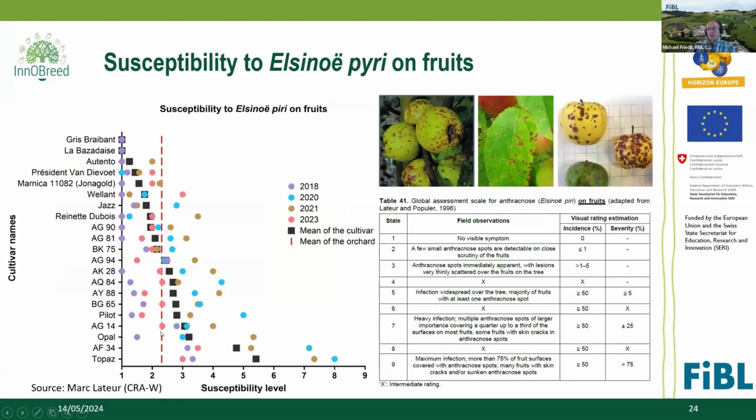Here on this slide, you can also see some data that I received from Mark Lutter, for example, for the susceptibility to Elsinoe piri. You can see that there are quite some differences between the different varieties that they tested, from a low susceptibility to quite a high susceptibility.